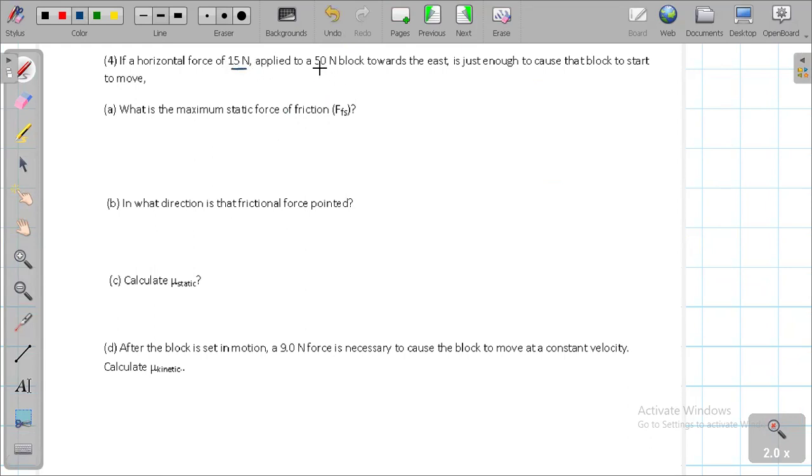15 Newton is applied to a 50 Newton block towards the east, just enough to force the block to start to move. What is the maximum static friction? F_s static, what is it? 15 Newton. Because this 15 Newton is the horizontal force we apply.